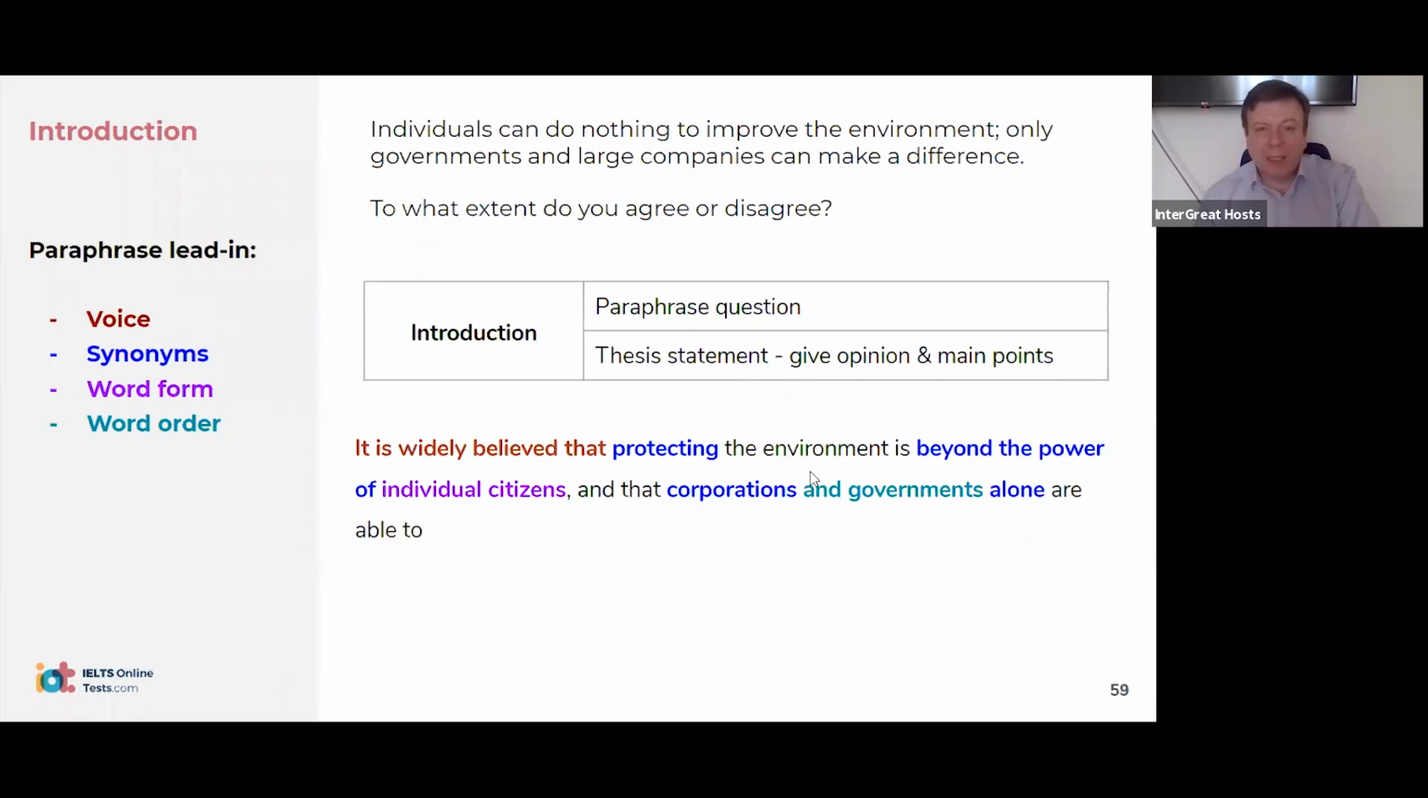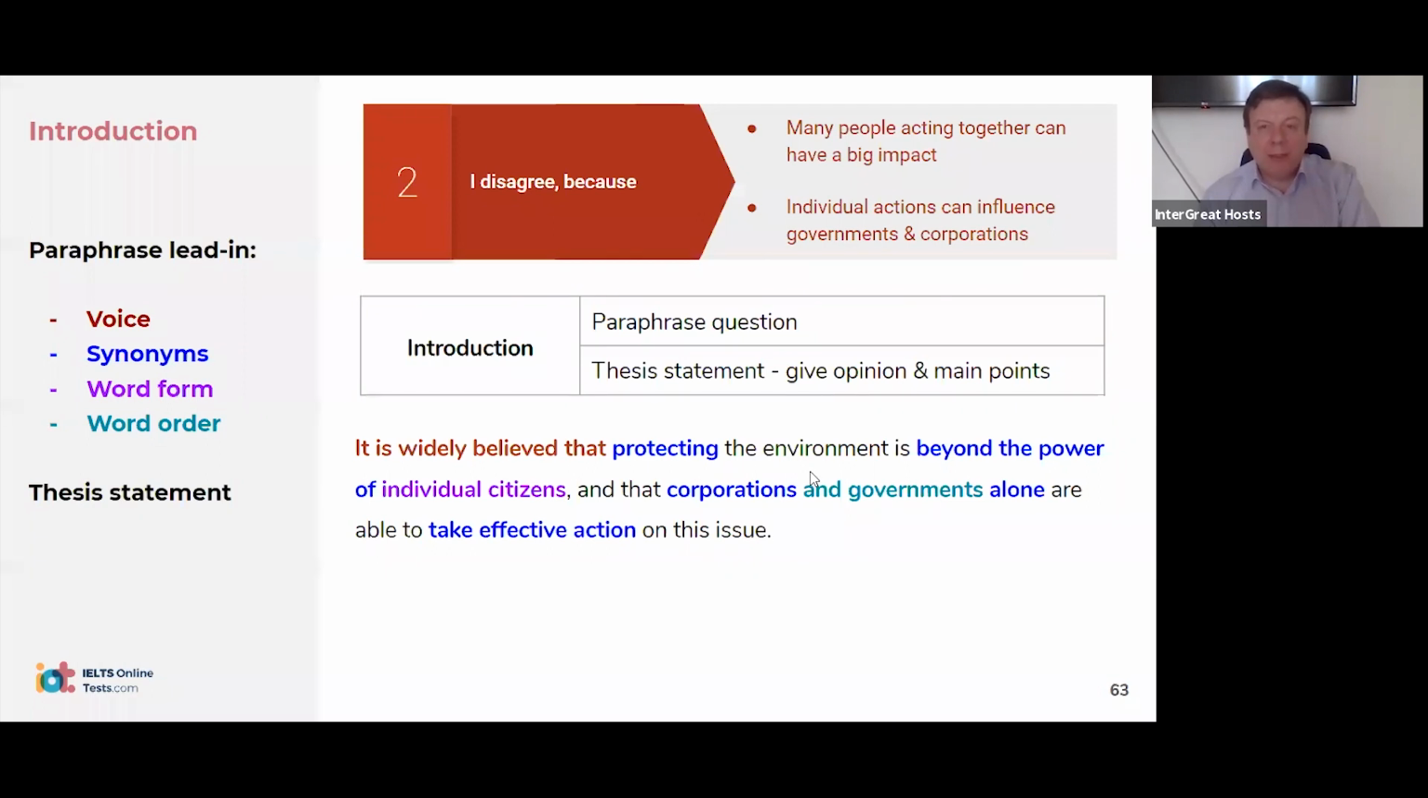Okay. Are able to, so make a difference. So what can you transform that into? Okay, yeah, pretty good. Okay, good. Take effective action. Take effective action on this issue. Now, here we're going to have our thesis statement. So there's our opinion, okay.